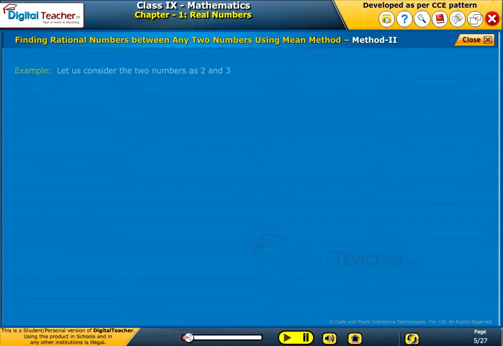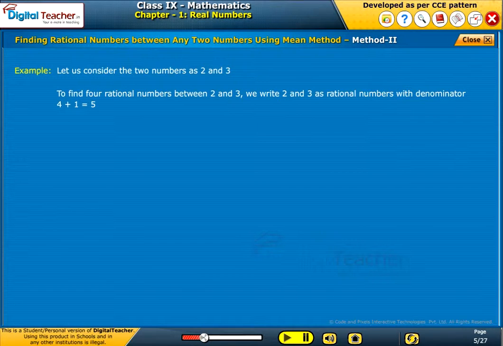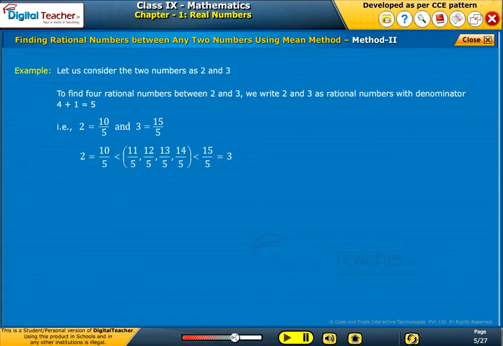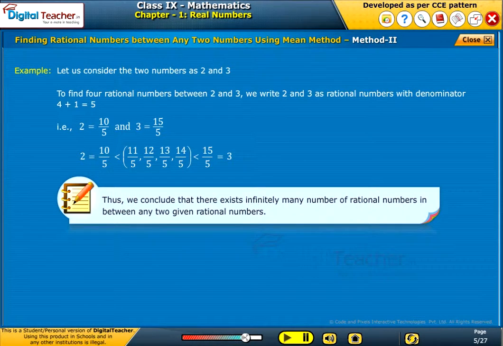Method 2. Let us consider the same numbers used in method 1. Here, to find 4 rational numbers between 2 and 3, we write 2 and 3 taking the denominator as 4 plus 1 equal to 5. That is, 2 equal to 10 by 5 and 3 equal to 15 by 5, which is further expressed as shown on screen. Thus, we conclude that there exist infinitely many rational numbers in between any two given rational numbers.